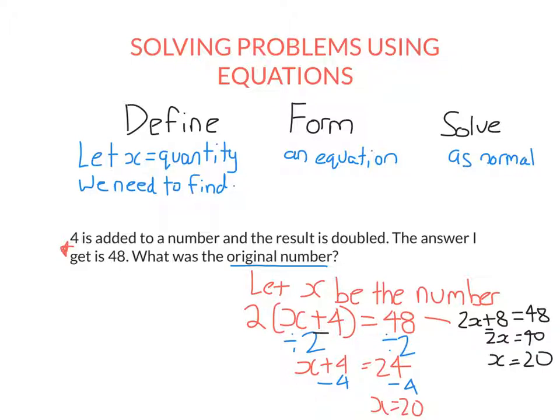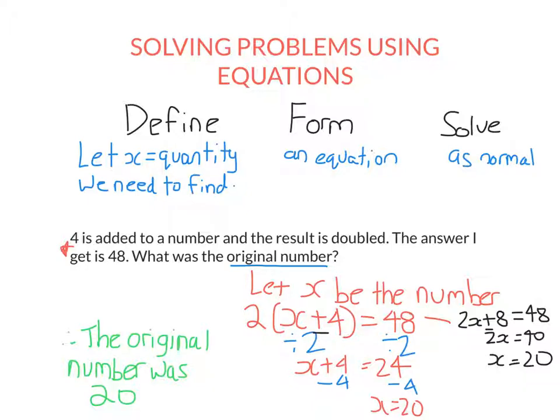So after we've solved the equation, we should write a worded answer to a worded question to just remind ourselves what we found. So there in green is what our worded answer should look like. The original number was 20. That makes sense because if you add 4 to 20, you get 24. And then if you double that, you get 48. How easy is that? All right, now let's look at another worded problem.